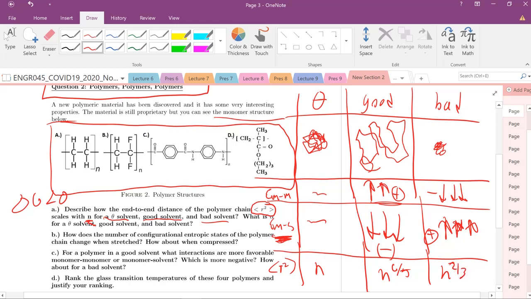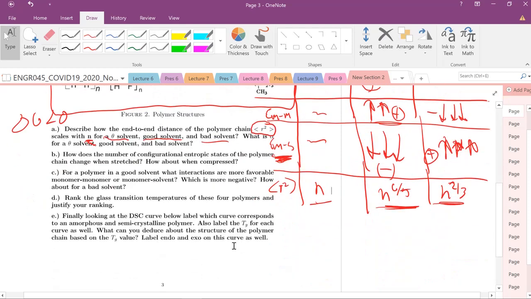So you can see our intuition is correct, right? The good solvent is larger than our theta solvent, and the bad solvent is smaller than our theta solvent because we're collapsed, and theta is in the middle. So that's it. Actually, we've already answered C as well. For a polymer in a good solvent, which interactions are more favorable, monomer-monomer or monomer-solvent? That is the monomer-solvent. Which is more negative? Monomer-solvent. How about for a bad solvent? It's switched, vice versa. But let's answer B.